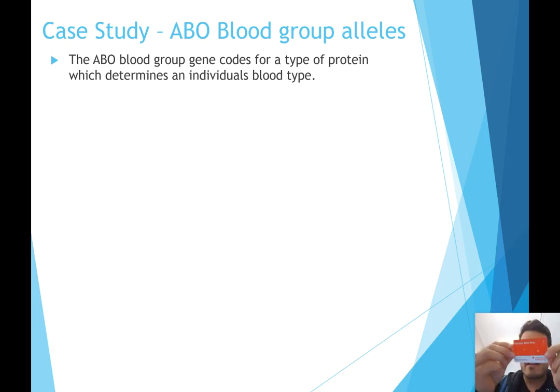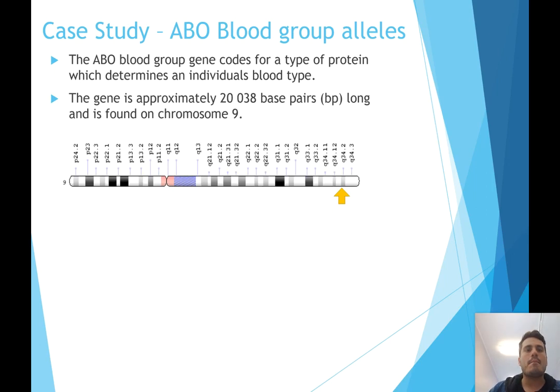Went and gave blood, and then I found out that I have A positive blood. Okay? And that's my blood typing. So this gene is about 20,038 base pairs long. If you ever see BP, by the way, that's base pairs, the length. And it's found on chromosome 9, specifically this part right here, which is called the locus. Okay, that's the location of that gene.